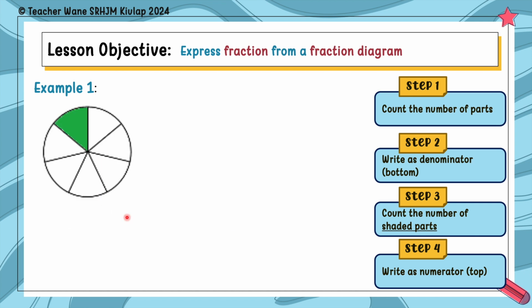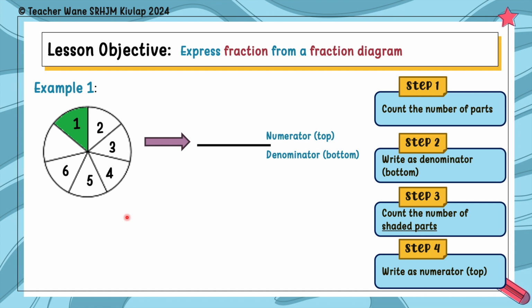Another example here, I have a fraction diagram but in circle form. So how do I express this as a fraction? So step number 1, we count the number of parts. So I have 1, 2, 3, 4, 5, 6, 7. So 7 I will write down as denominator. Step number 3, we count the number of shaded parts. So we have here only one shaded part. So I will write down as the numerator, which is the number on top.